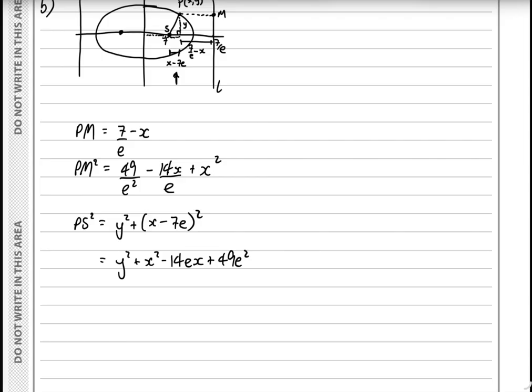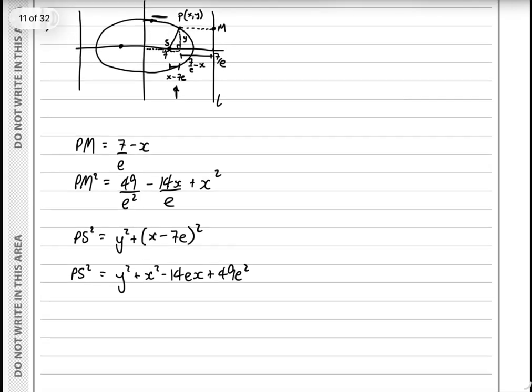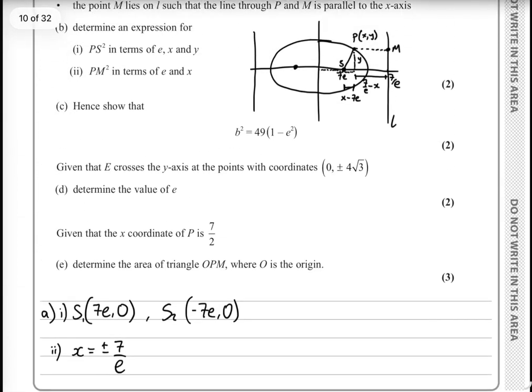And because we're squaring that, it doesn't matter if you've done what I've done and put the P on the right of S, or if you put it on the other side. If you put it over here, say, then the distance here that you would use in your triangle would be 7e minus x, but squaring that would give you the same expression here. So that's PS squared in terms of x, y, and e, PM squared in terms of x and e, as required here.